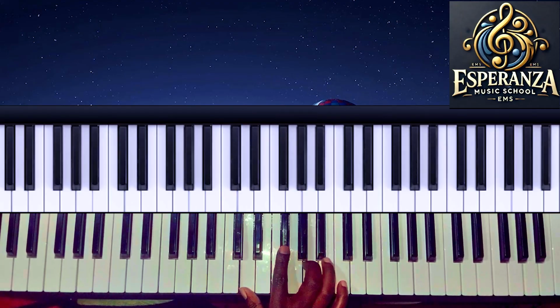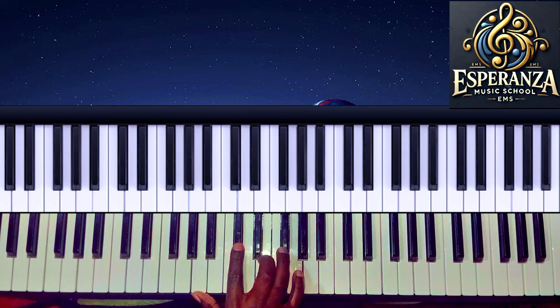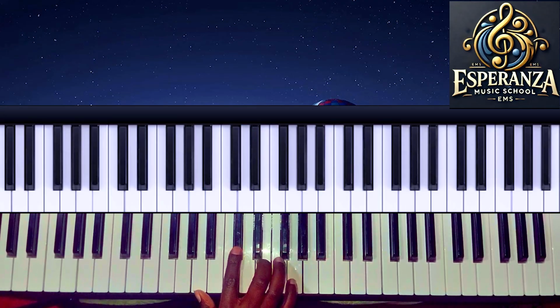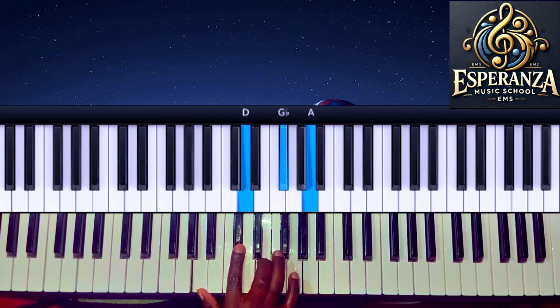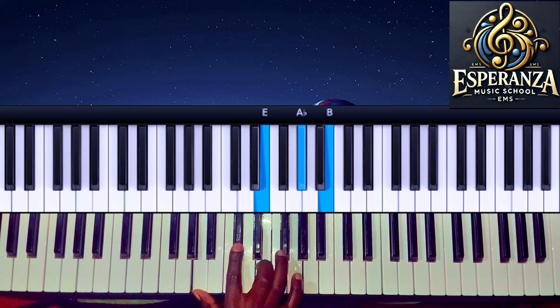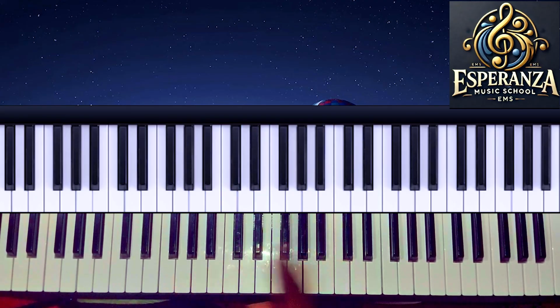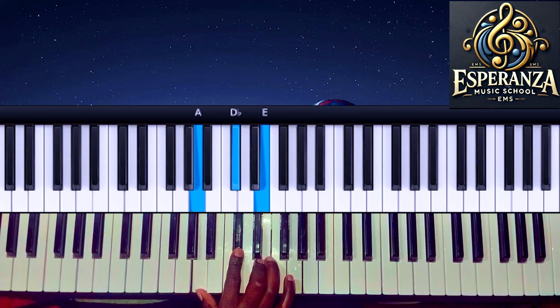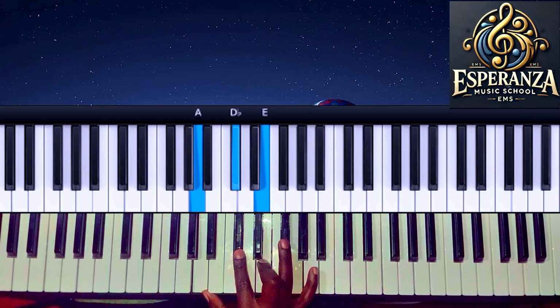Maybe I'm taking that. Let me take 1, 4, then 1, 5. I don't like to use that, so I'm going to use something we call inversion. Inversion is when you take the lowest note, which is A, and you take it an octave higher.